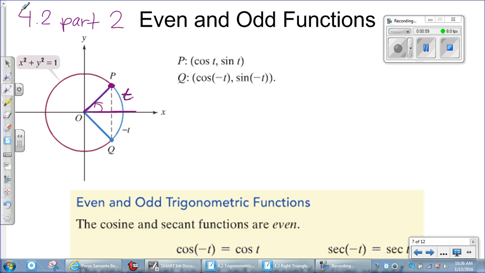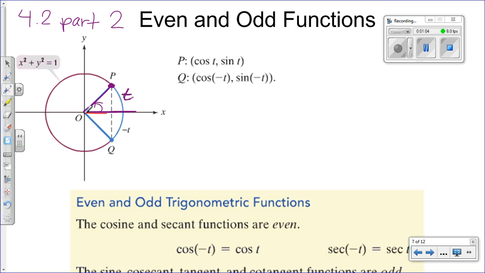Now, on this other side, we have another angle. And this one is also in standard position because it starts at the positive x-axis. And this is the terminal side. So this angle, since it goes in this direction, clockwise, it is negative. However, it has the same measurement as the other one, but it's negative. So this one, we will call negative t.